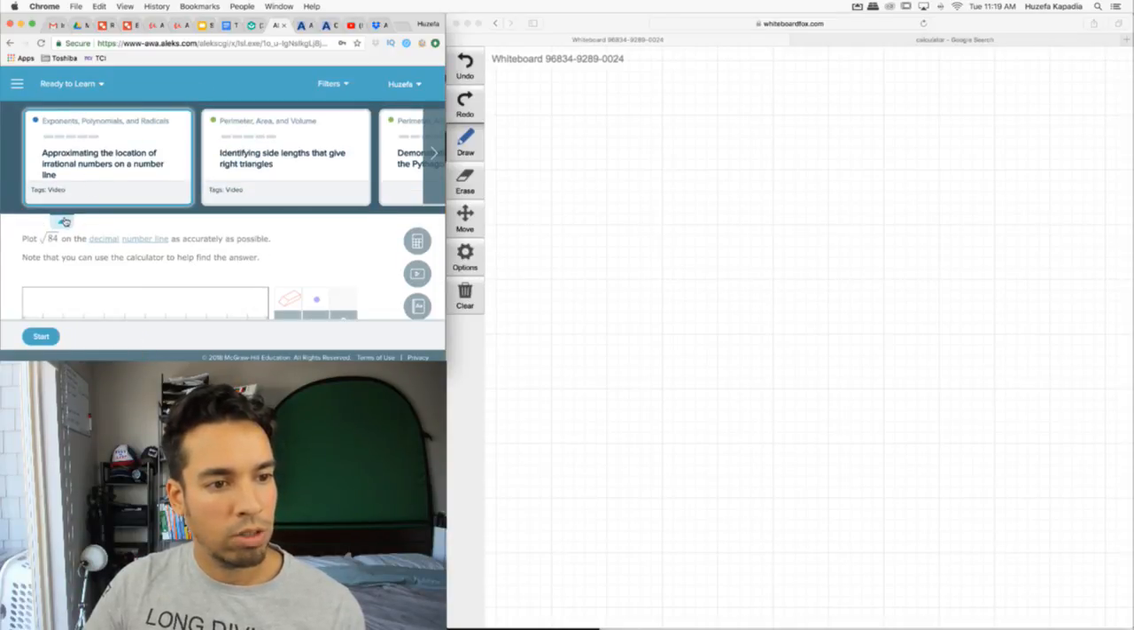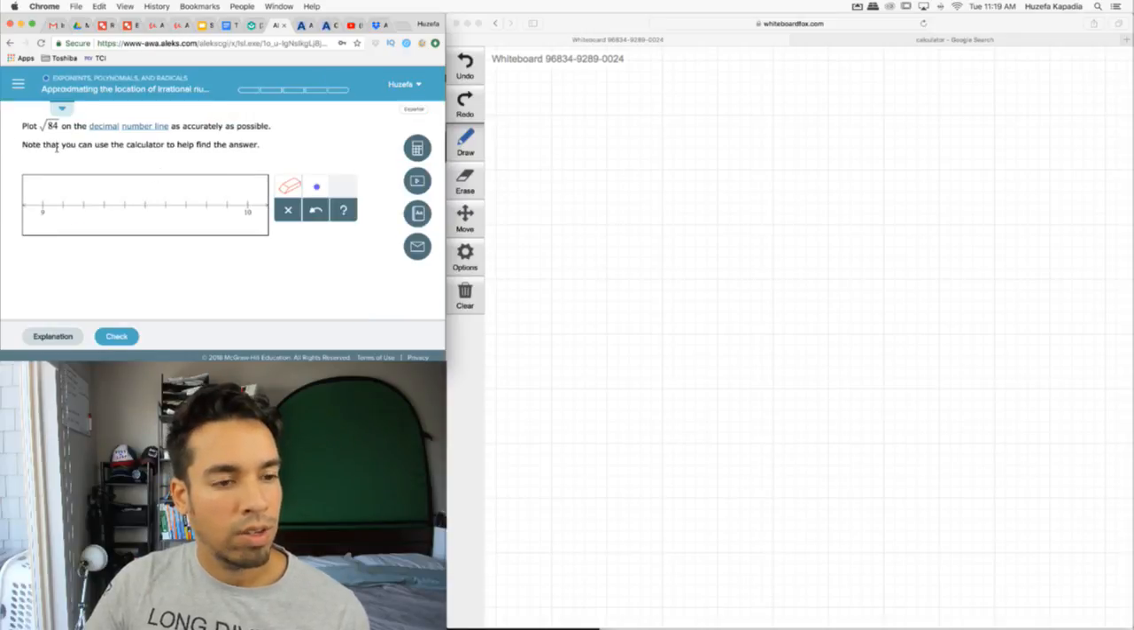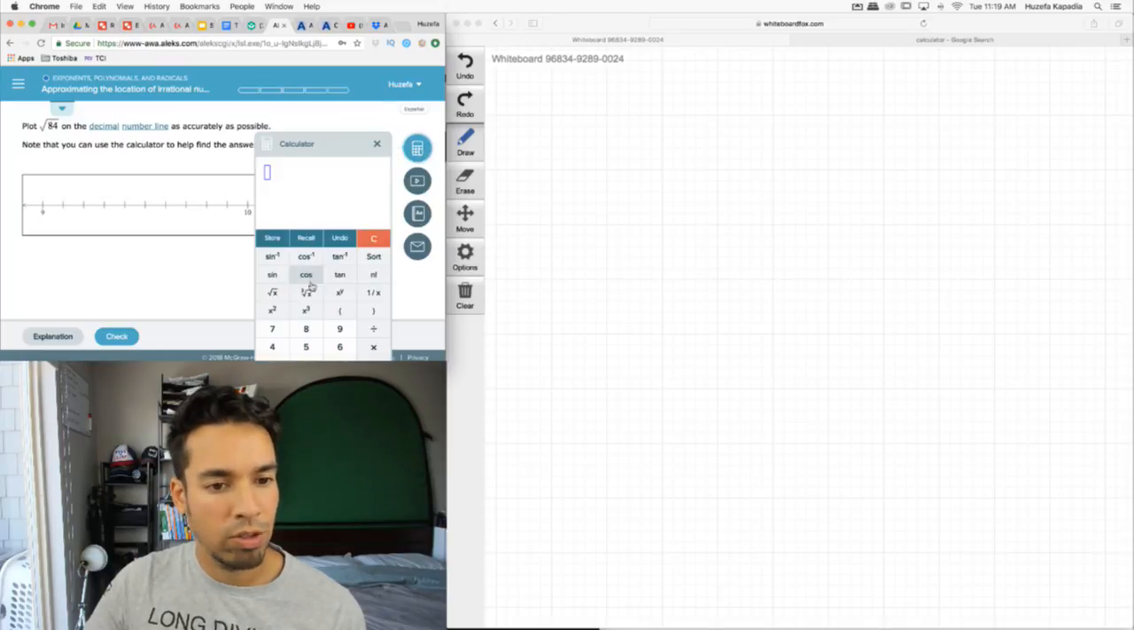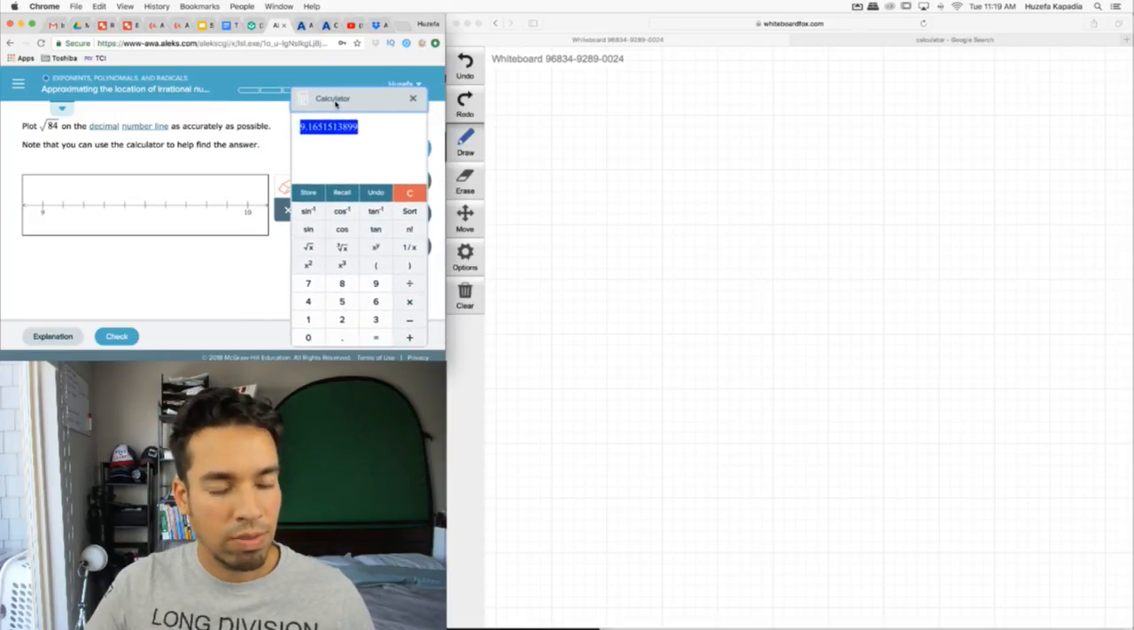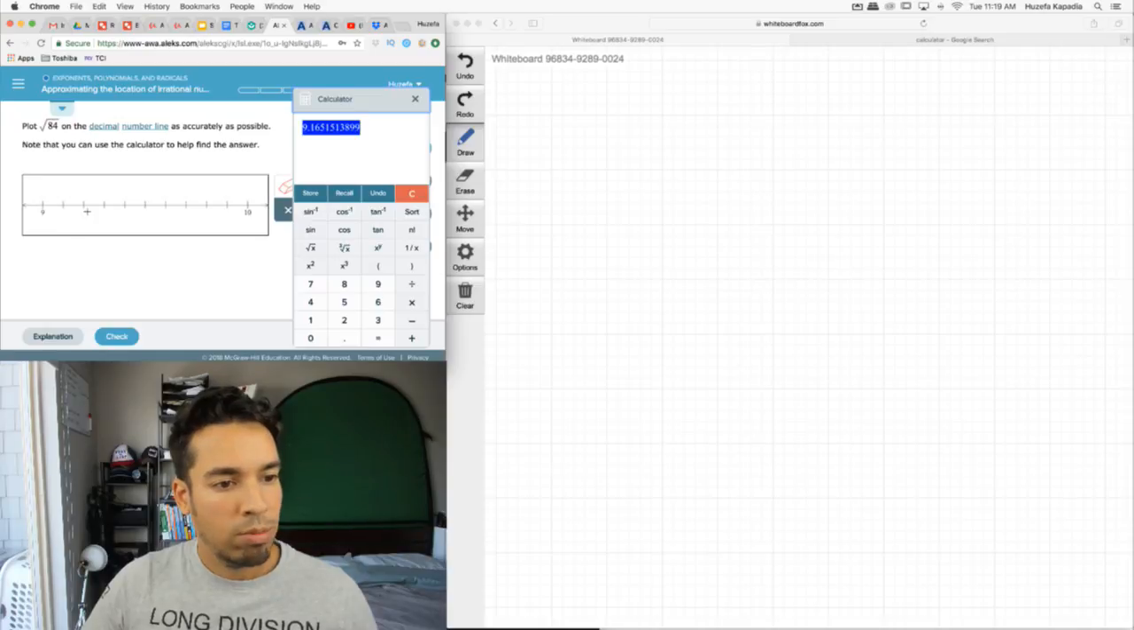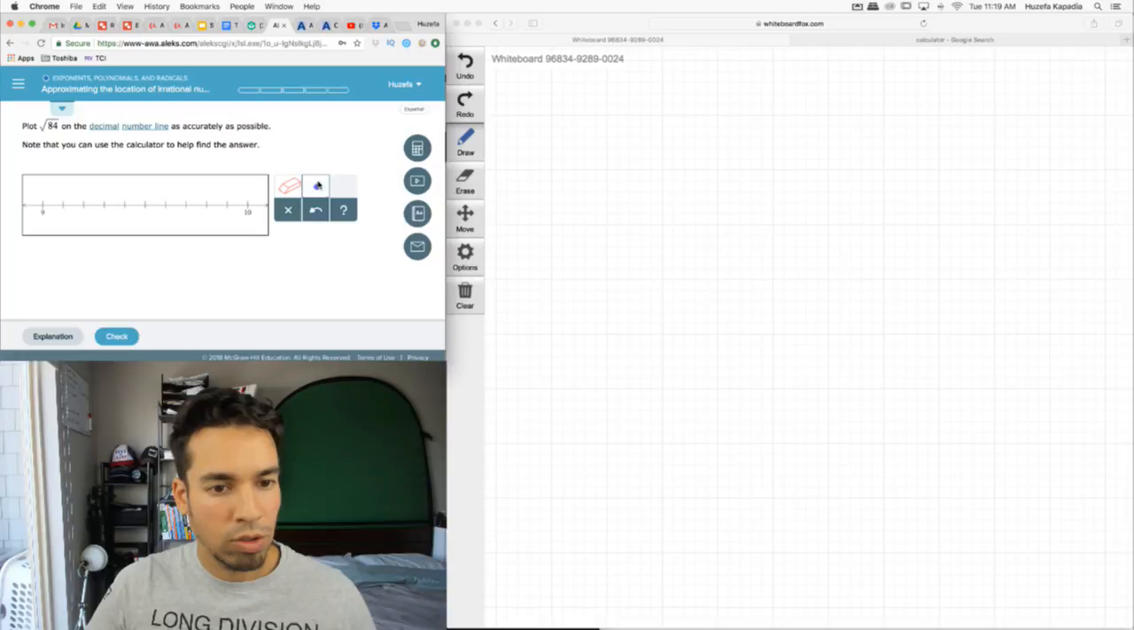Approximating the location of irrational numbers on a number line. Okay, so square root of 84. We can use a calculator. Square root of 84 is 9.165. So this is 9.1, 9.2, 9.3, etc. This looks like it's right in between 9.1 and 9.2. So let's try our best. 9.165. Let's see if we can do it better than that.